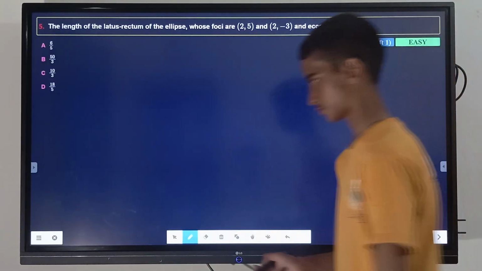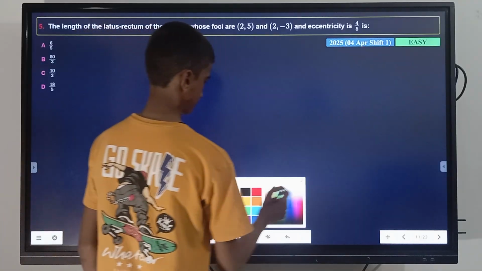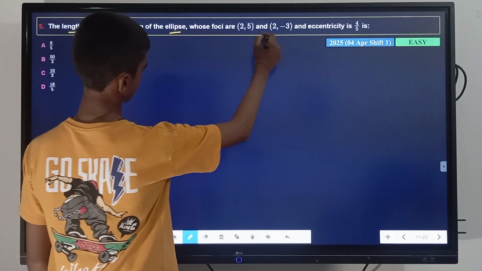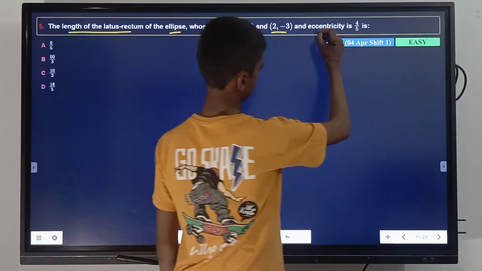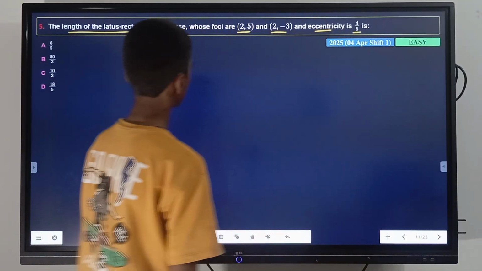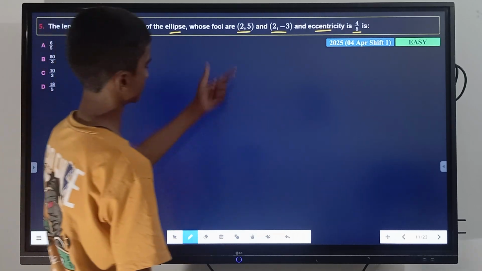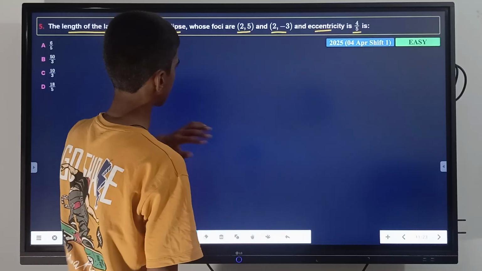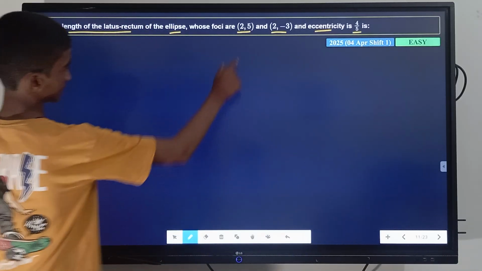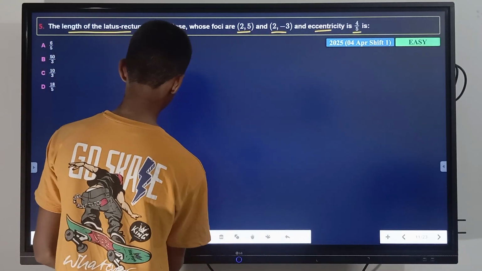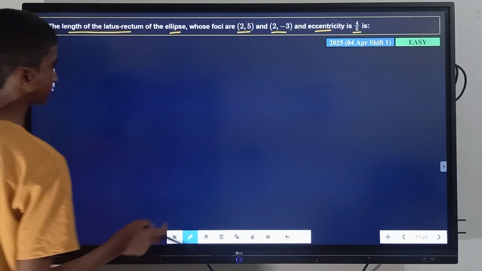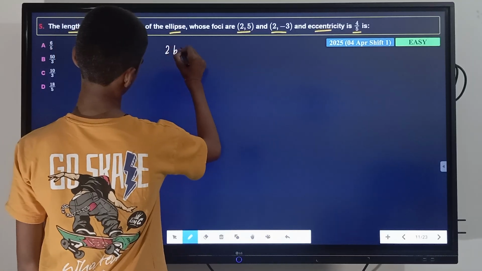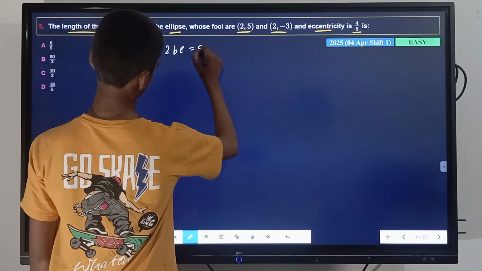Here is our next question. This time our question is: the length of the latus rectum of the ellipse whose foci are this and this, and eccentricity is this. We can clearly see that the ellipse is a vertical ellipse because foci are 2, 5 and 2, minus 3. So distance between foci of a vertical ellipse is 2be, which is 5 plus 3, 8.